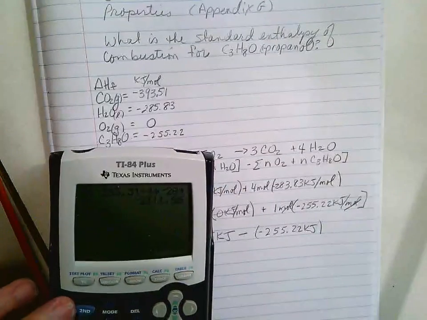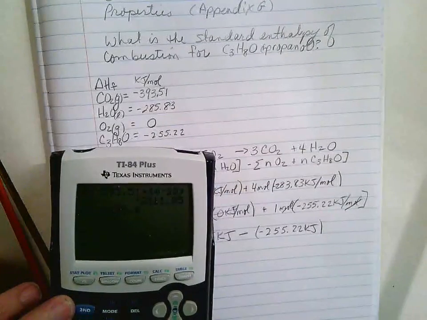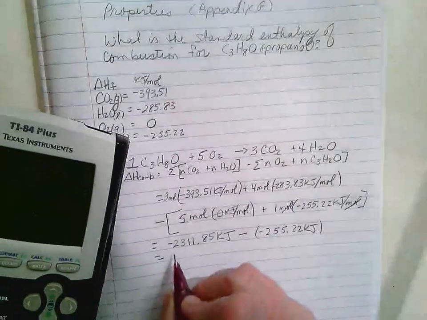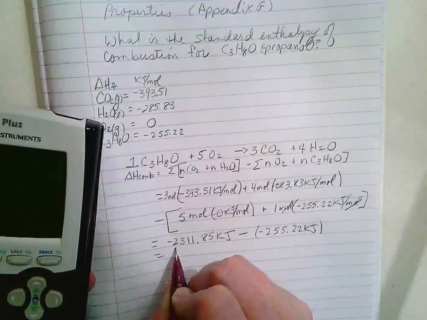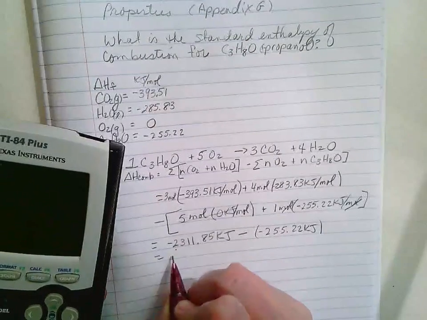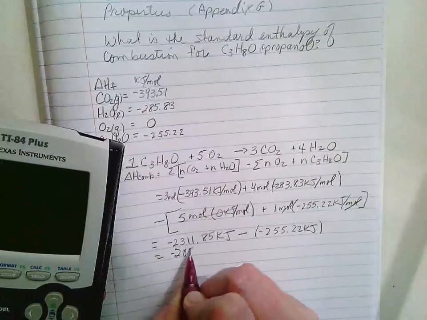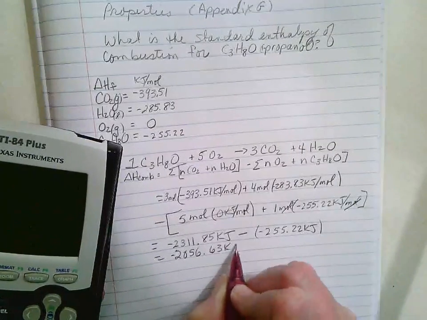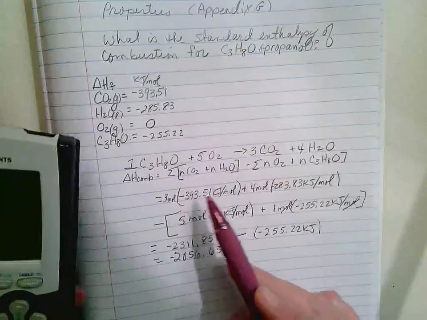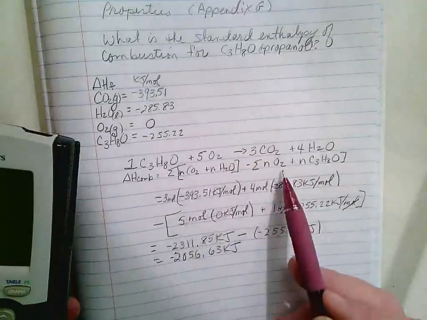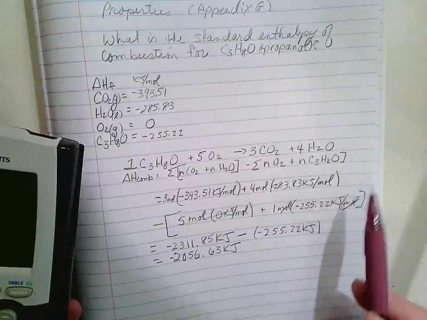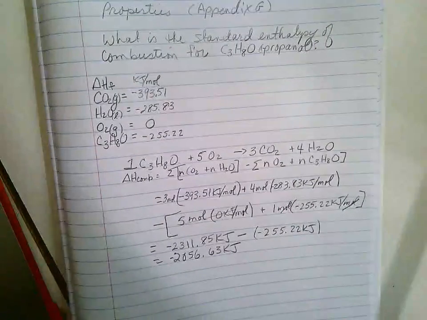So to this number I'm going to add 255.22 equals, and I get the enthalpy of combustion for 1 mole of propanol is negative 2056.63 kilojoules. The number of moles is infinitely significant. I have 2 decimal places, 2 decimal places, and 2 decimal places.